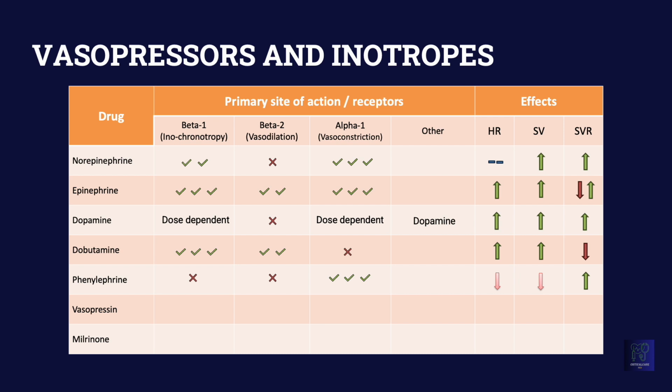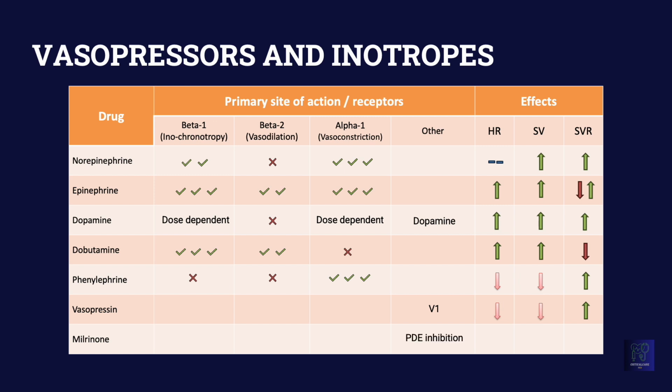Stroke volume is usually not affected, especially in patients with a healthy heart. But in patients with systolic dysfunction, be cautious with using agents like phenylephrine because you're increasing the afterload, which can further worsen cardiac function. Vasopressin acts on V1 receptors on the vasculature and causes vasoconstriction. So, similar to phenylephrine, it causes elevation in SVR and bradycardia.